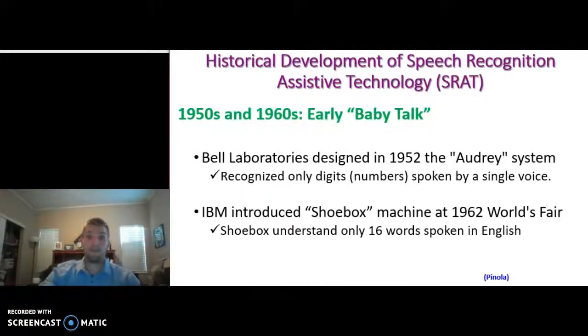And the historical development of speech recognition assistive technology began in the 1950s, believe it or not. The early baby talk: Bell Laboratories designed in 1952 the Audrey system, which recognized only digits spoken by a single voice. IBM introduced Shoebox, a machine at the 1962 World Fair that only understood 16 words spoken in English.